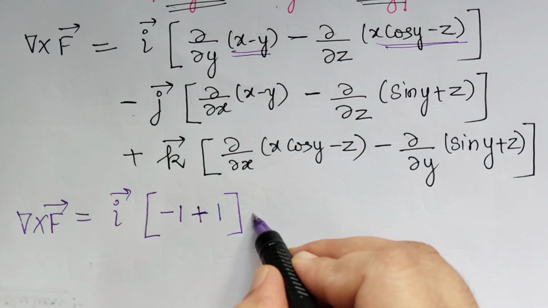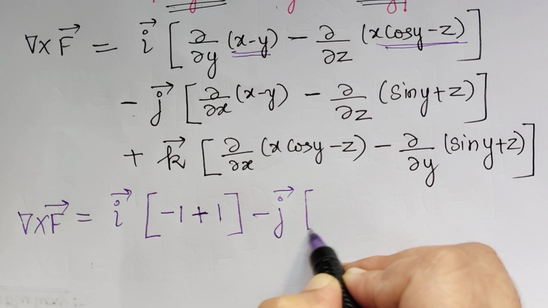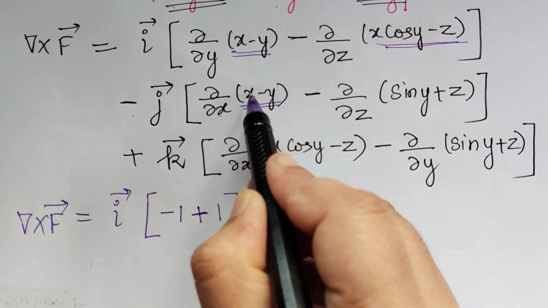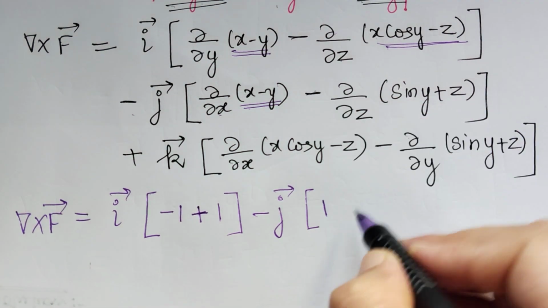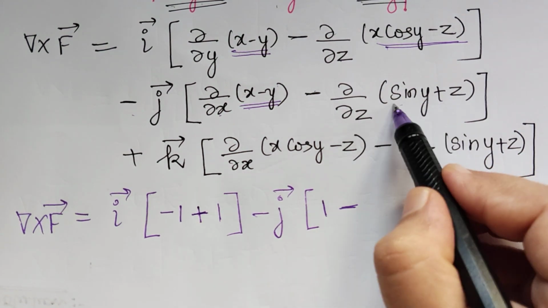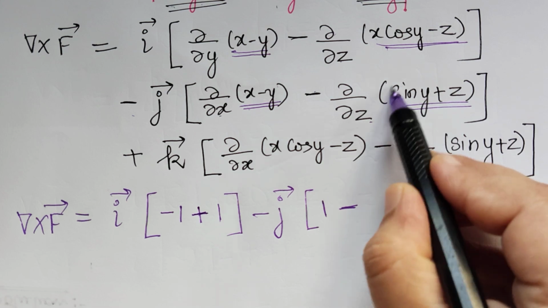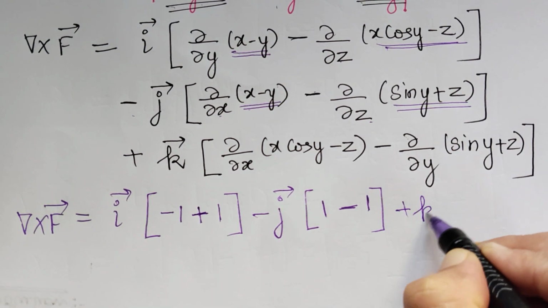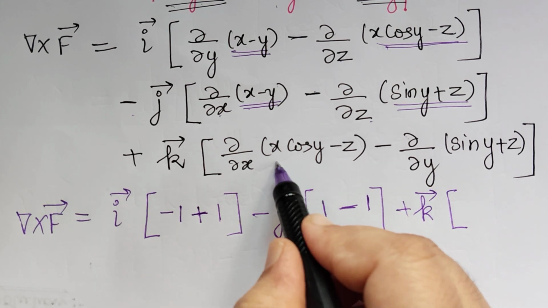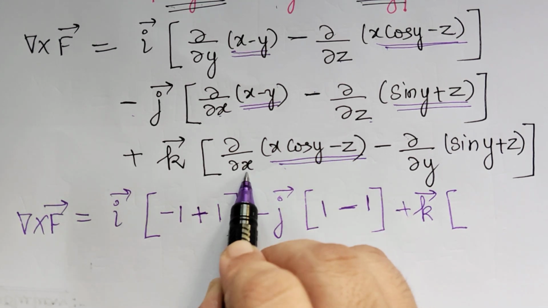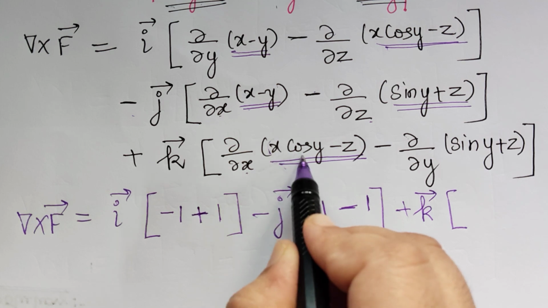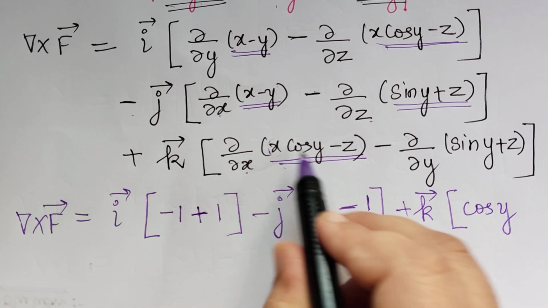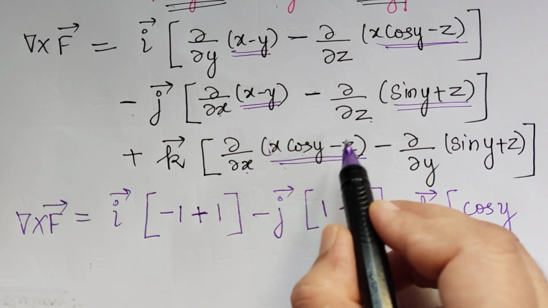And then here you have minus j vector multiplied with the partial differentiation of this with respect to x. This will become 0, for x it is 1, and then minus the partial differentiation of this with respect to z. So sin y will become 0, for z it is 1, and then plus k vector multiplied with the partial differentiation of this with respect to x. So the partial differentiation of x is 1. For cos y it will come as it is because it will be treated as constant, which is in multiplication, and minus z will become 0.